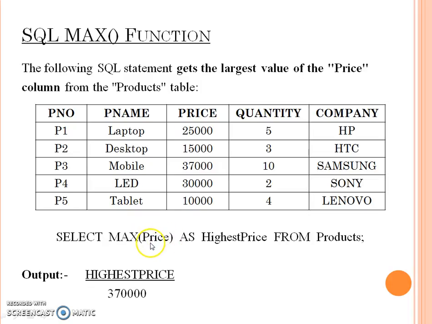As an argument to max, I will be writing the column for which I want to find the maximum value. So that is price. As is an alias, we will be talking about it later. For now, just consider that I have temporarily renamed my column, that is price, to highest price using the keyword as from the table name, that is products. Right? So the output would be highest price 37,000.